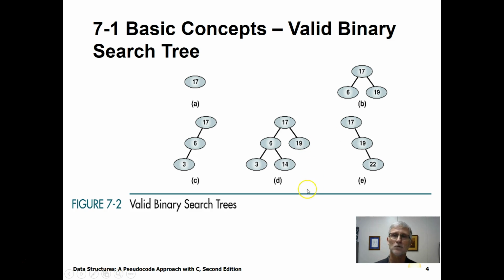So let's look at some valid binary search trees. Here you've got a single node. Is it a valid search tree? Yes, because everything to the left, there is nothing to the left or to the right, so I still have a valid tree, even though it's the most simplistic. When you create that first node, it's okay.